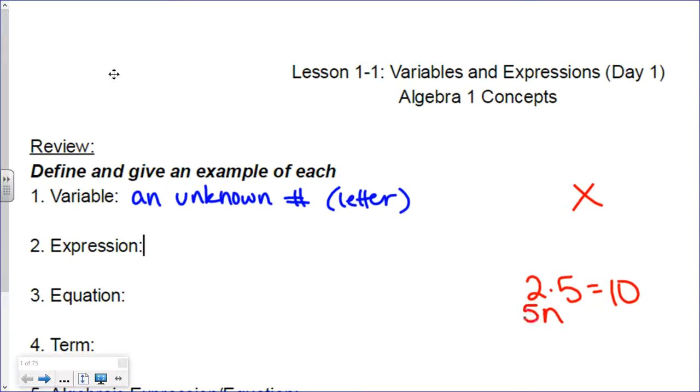So that would be 5n, right? Remember when we put variables and letters together, we always put the number in front. Those are both equations. And why did you say, Sal, that those are both equations? It must have an equal sign. So then what's an expression? Does not have an equal sign.